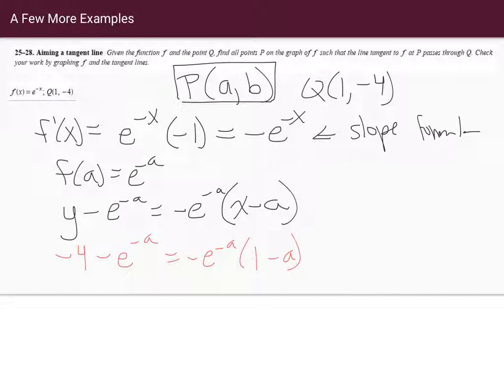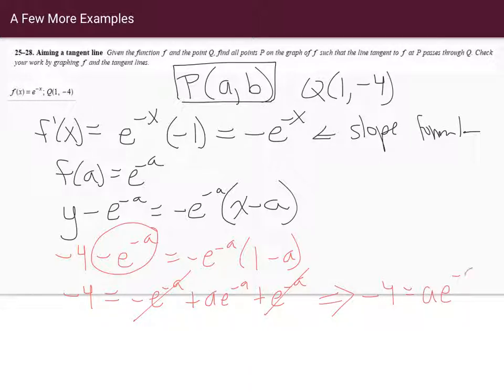And now let's go in here and play cleanup. So we've got minus 4 equals minus e to the minus a plus a e to the minus a plus e to the minus a, for moving this minus e to the minus a to the other side of the equation. Notice minus e to the minus a and plus e to the minus a cancel out, leaving us with negative 4 equals a e to the minus a power. Now all we have to do to find all our points P is solve that equation for a.